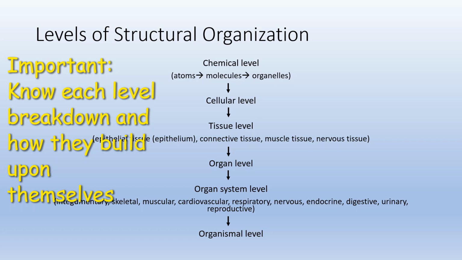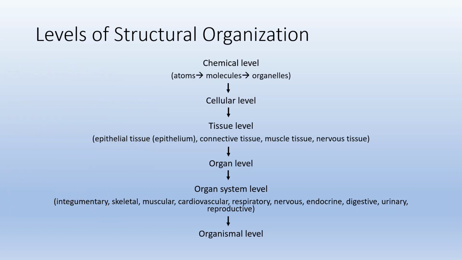The organ systems that we will cover throughout EXS 216 as well as EXS 217 are the integumentary system, skeletal, muscular, cardiovascular, respiratory, nervous, endocrine, digestive, urinary, and reproductive. When you put all of those systems together, again, you create the human body.